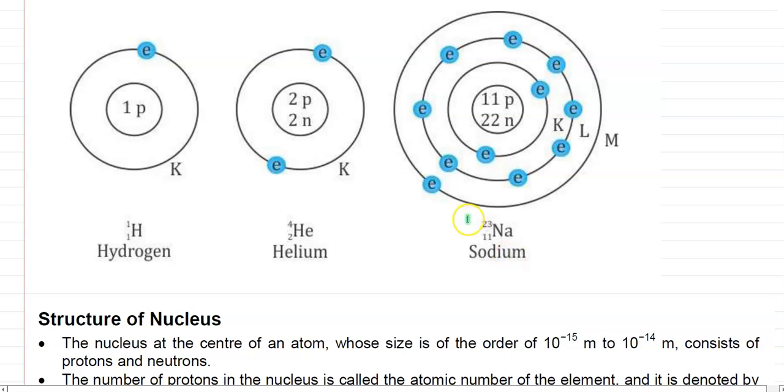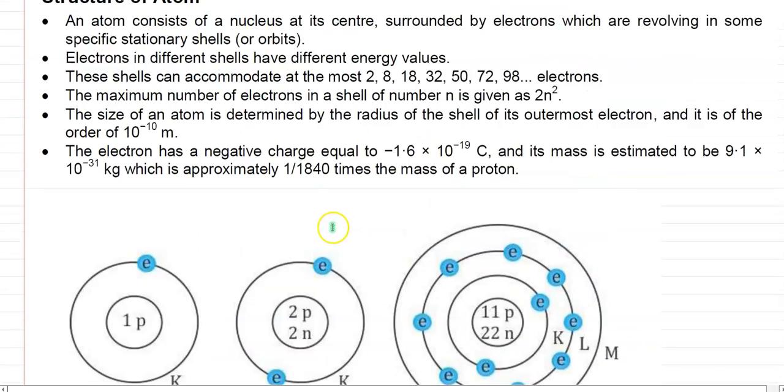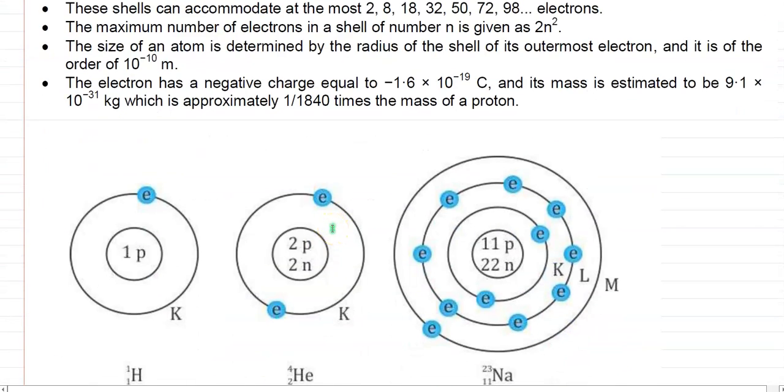In the case of sodium there are 11 protons and 11 electrons also. That's why the electronic configuration of sodium is 2, 8 and 1. Helium has 2 protons and 2 neutrons. In the case of helium there are 2 protons in the nucleus and 2 electrons moving outside. And in the nucleus there is another particle which is called the neutron.